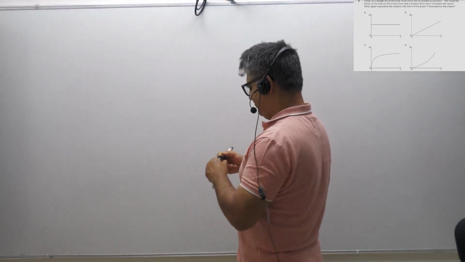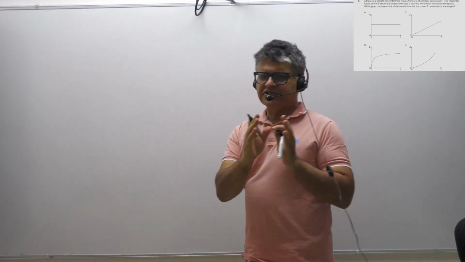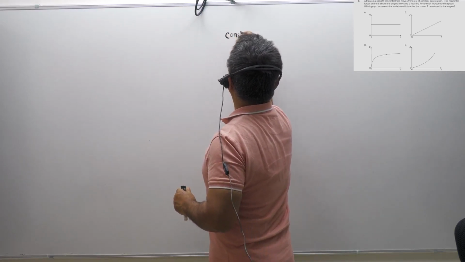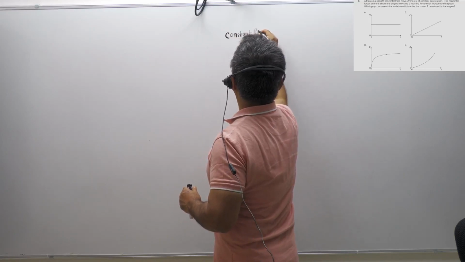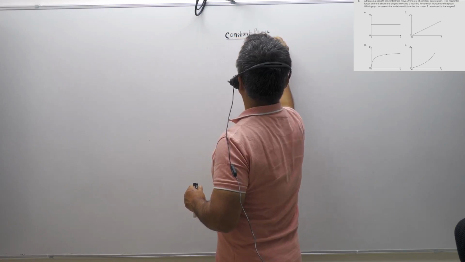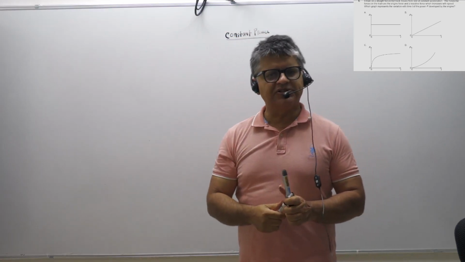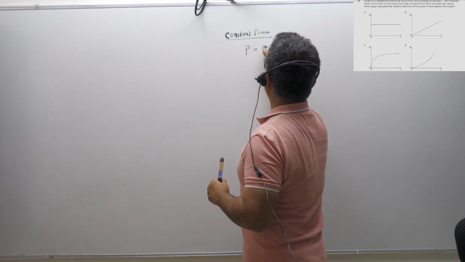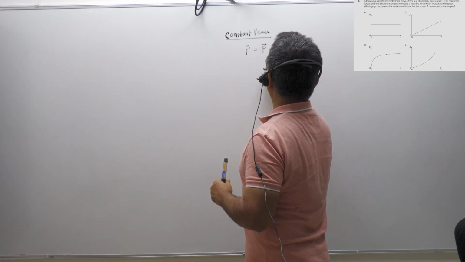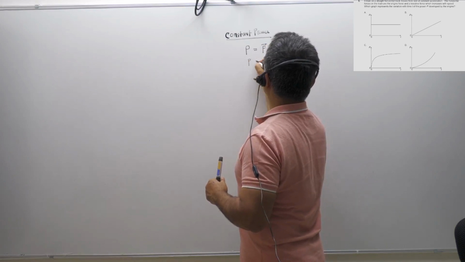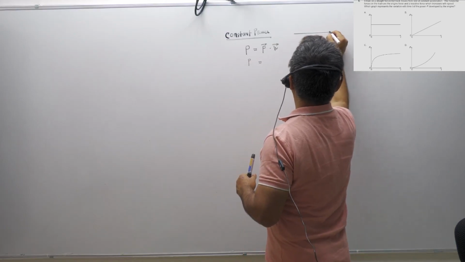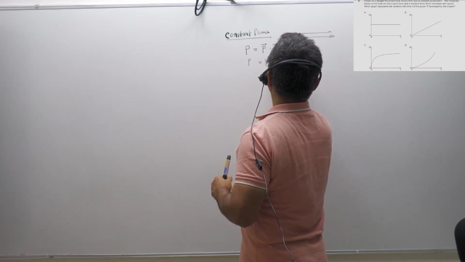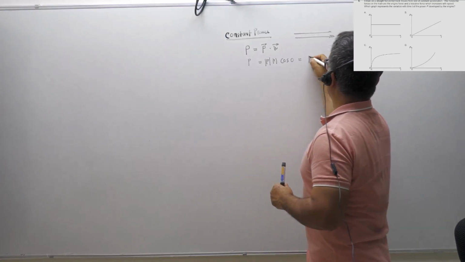So let me give you a theoretical perspective. First, you have something like a constant power scenario. The engine is capable of giving a constant power, and we write that the power is given by F dot V. If the velocity and the force are in the same direction, then it is F V cos 0, which is equal to F multiplied by V.